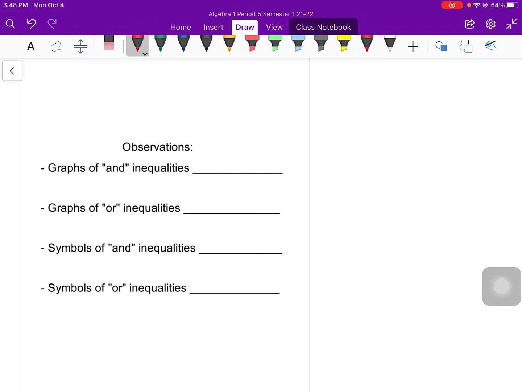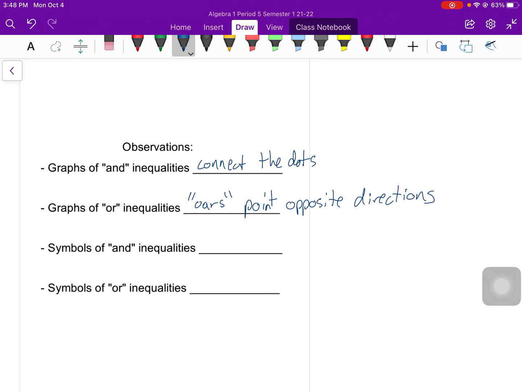So, observations for the graphs of and inequalities. We connect the dots. And in graphs of or inequalities, we think of ors. They point opposite directions. The symbols of and inequalities have to face the same way.